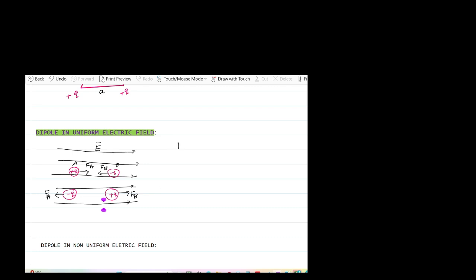So the net force is Fa minus Fb, which is equal to E into plus Q minus Q, which is equal to 0. So your net force is equal to 0. F net is equal to 0. And in this case there is no torque also. Tau is also equal to 0. I will explain why tau is equal to 0 in this case.